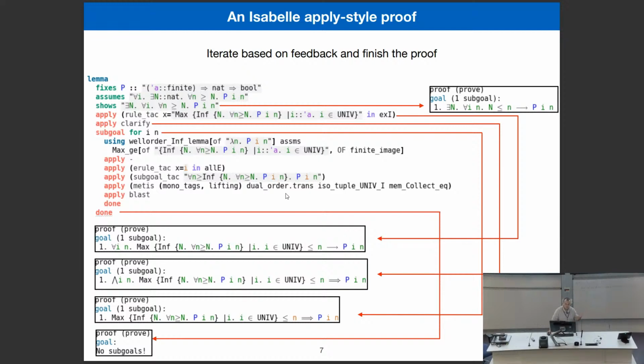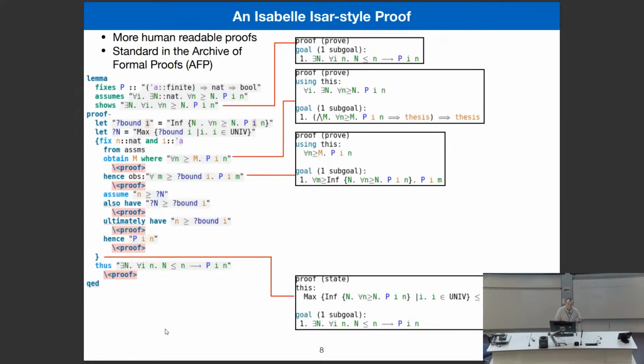You continue performing this iteration until you get to a point where Isabelle congratulates you and tells you, well, yay, no subgoals. That was an apply-style proof. In Isabelle, we can also do this kind of scripting type of proofs that would resemble more what a mathematician would write maybe on a piece of paper.